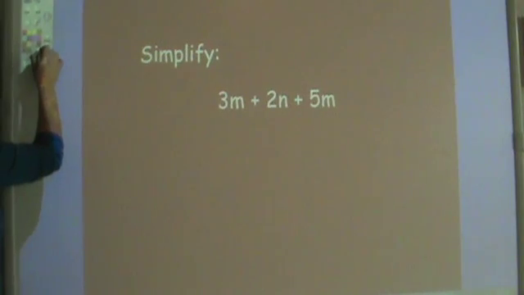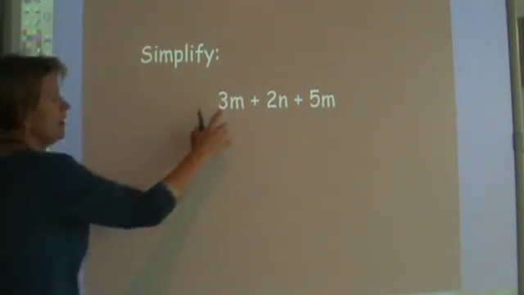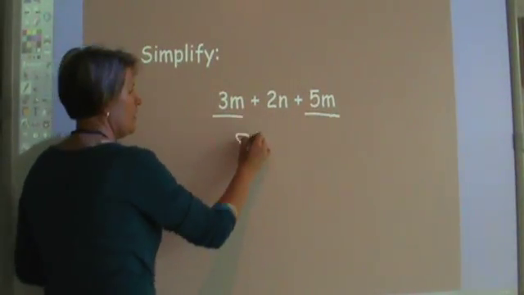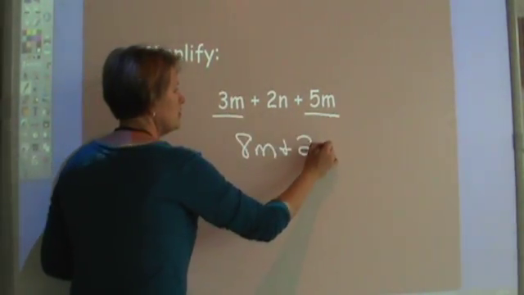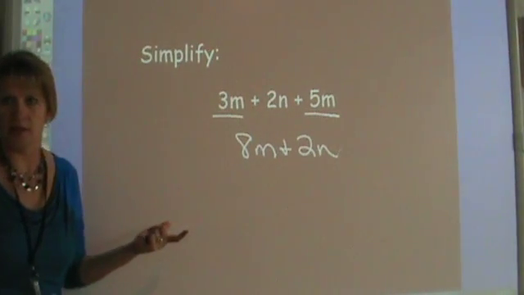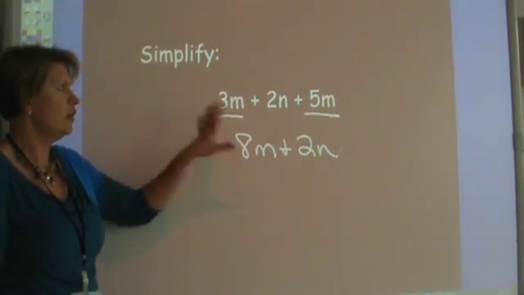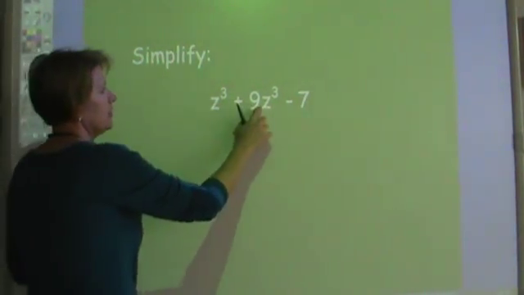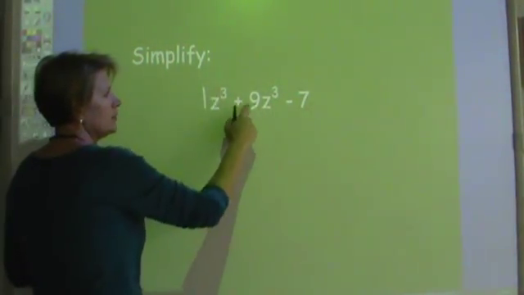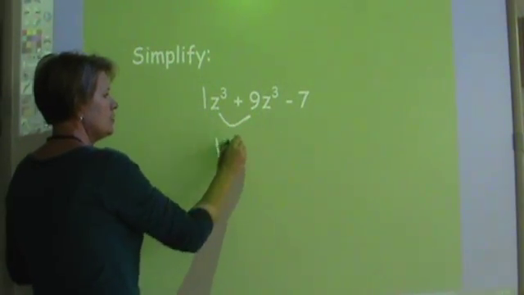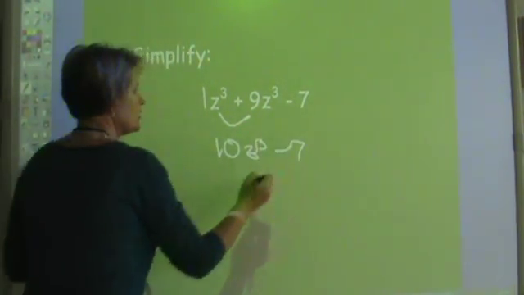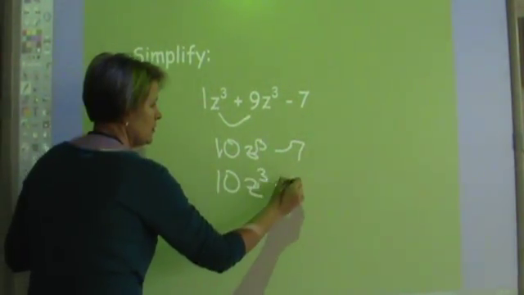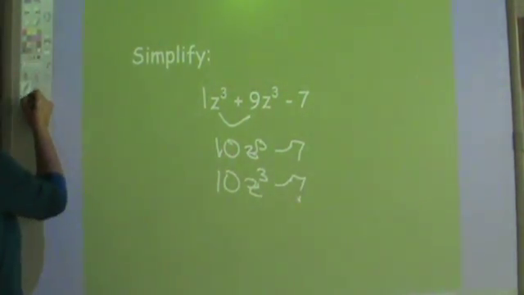Okay, so let's simplify. All right, we've got 3m, 2n, 5m. These two are like terms. I can add those together. So 8m plus 2n. Here's our monkeys and our narwhals again. Okay, we can't combine them together. We can just group from the beginning. Okay, z cubed plus 9z cubed. That's like 1z cubed plus 9z cubed, so that's 10z cubed minus our 7. Sorry about the pen there. 10z cubed minus 7. Well, that's a little better.